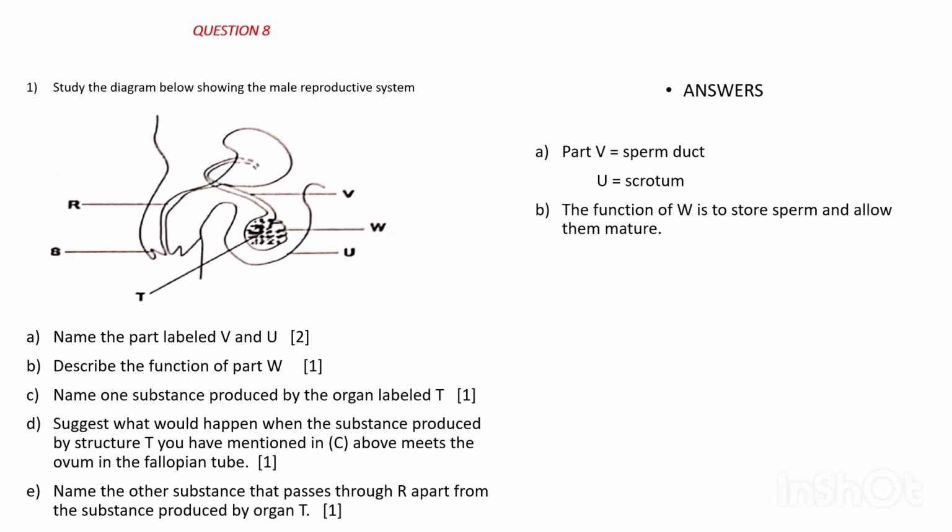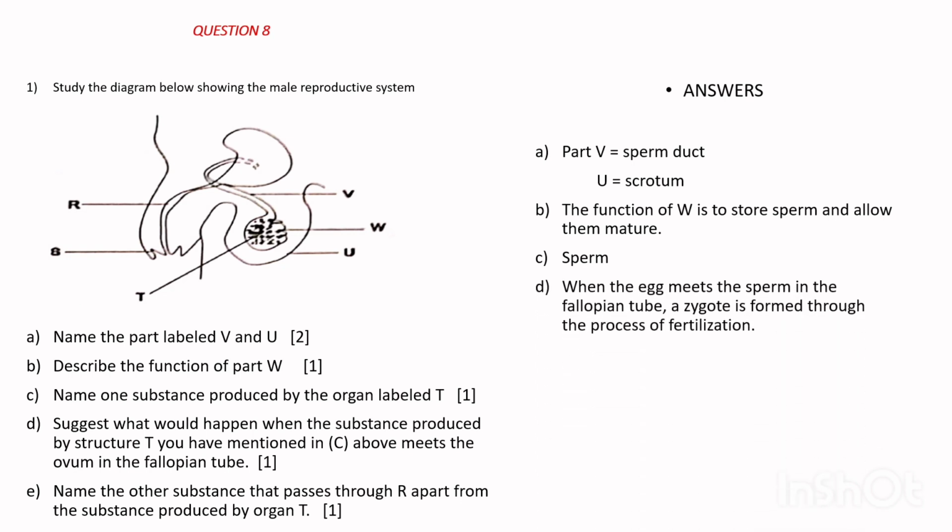Move to question C. Name one substance produced by the organ labeled T. So we are saying sperm. Suggest what would happen when the substance produced by structure T, which you have mentioned in C above, meets with the ovum in the fallopian tube. So what will happen if the sperm meets with the ovum in the fallopian tube? We are simply saying fertilization will take place.